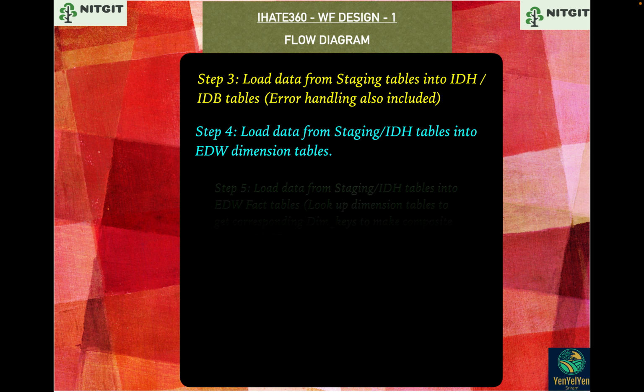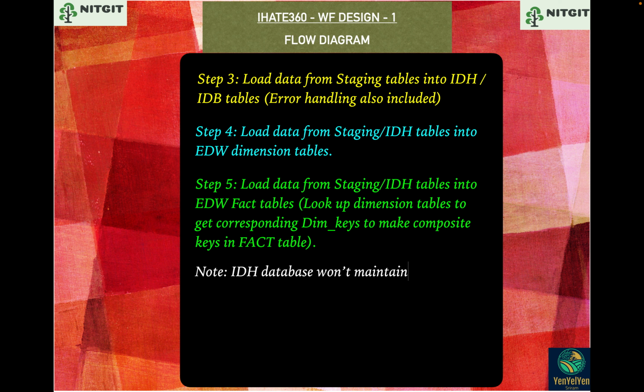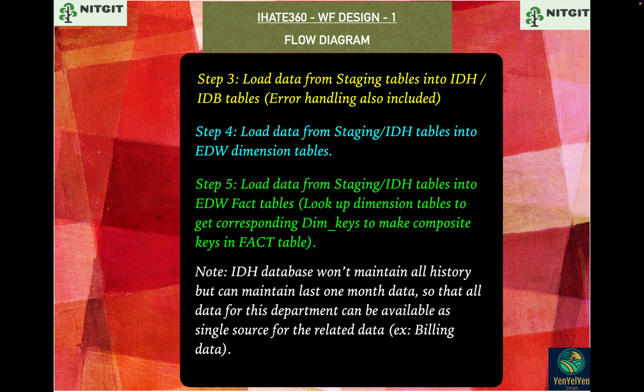Then load the data from staging into IDH or IDB tables, with error handling also included. Then load the data from staging IDH tables into EDW dimension tables. Load data from staging IDH tables into EDW fact tables using lookups on the dimension tables for dimension keys, because in a fact table, dimension keys make the composite keys, right? Note that the integrated data hub or database won't maintain all history, but can maintain the last 1 month of data.